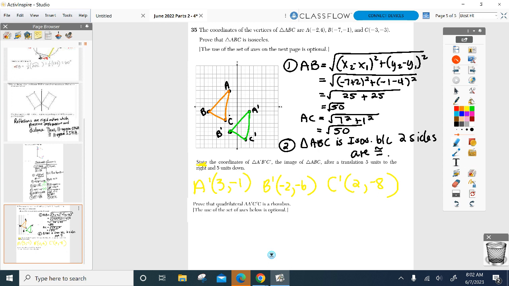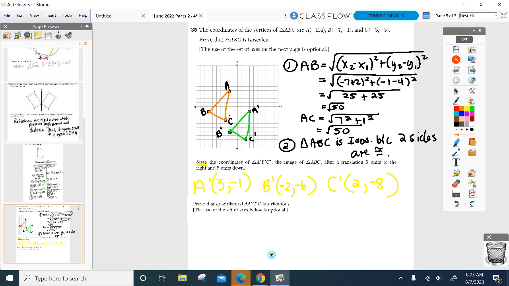Three, -1, -2, -6, and 2, -8. I do that right? How does that look? Can I get a little confirmation? Looks all right. Before I move on, all right, last part. And this could be a lot more complicated, this last part.